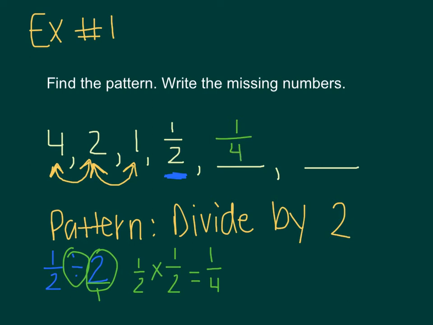Now we can do that for the second one, 1/4 divided by 2. We do stay, change, flip, and we multiply straight across, so we get 1/8.